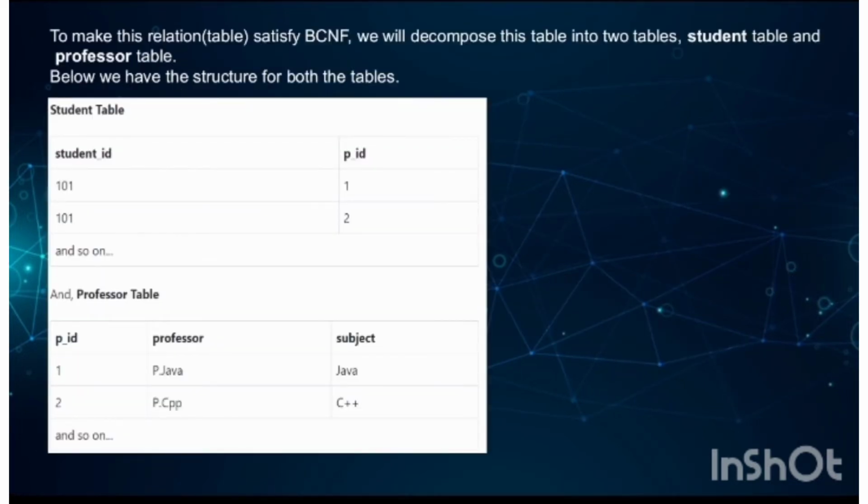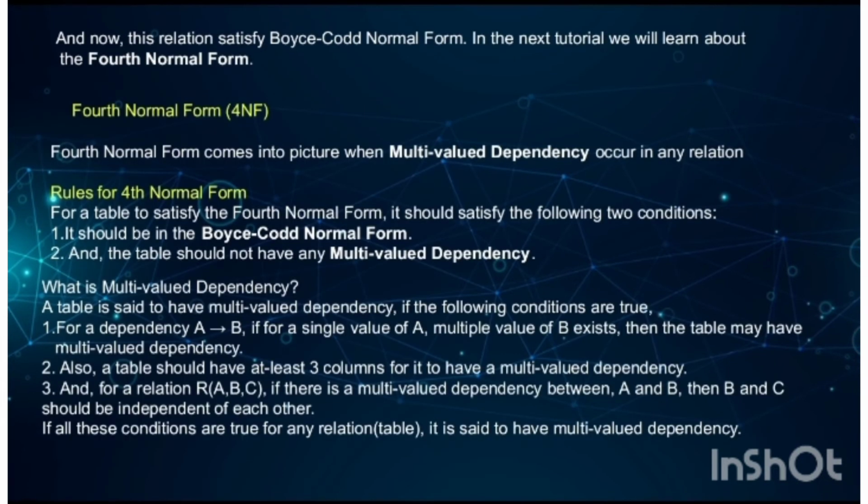To make this relation satisfy BCNF, we will decompose this table into two tables, a student table and a professor table. Below we have the structure for both the tables. And now this relation satisfies Boyce-Codd normal form. In the next tutorial, we will learn about the fourth normal form.